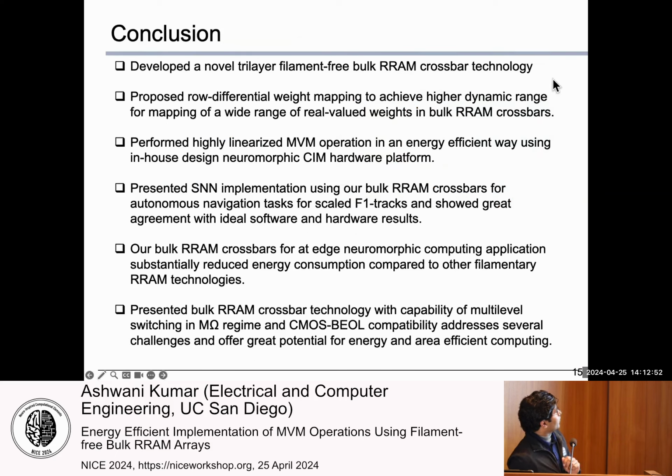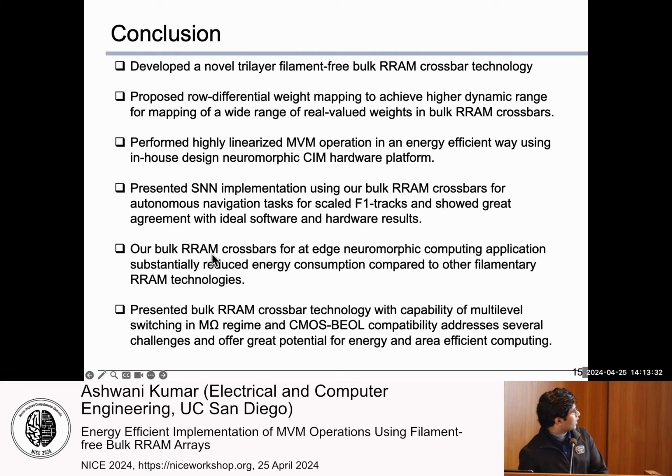Conclusion. So finally, we developed a novel tri-layer filament-free bulk RRAM crossbar technology. We proposed a row differential weight mapping scheme to achieve higher dynamic range for mapping a wide range of real-valued weights in bulk RRAM crossbar arrays, and performed highly linearized MVM operations in an energy efficient way using our in-house designed neuromorphic compute-in-memory hardware platform. We also presented SNN implementation using our bulk RRAM crossbar arrays for autonomous tasks for scale F1 tracks, and showed a great agreement with ideal and software results.